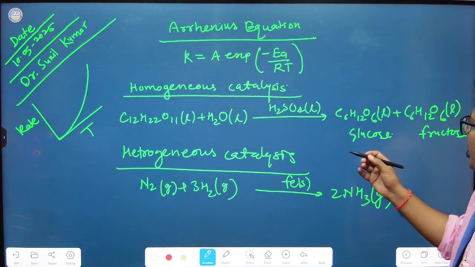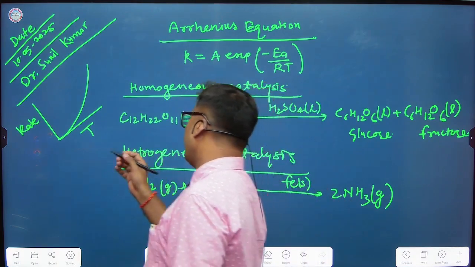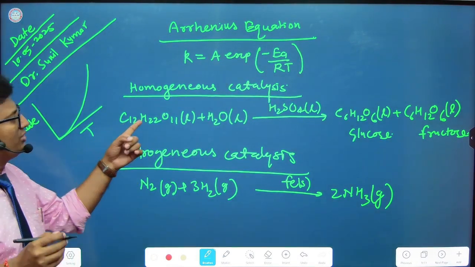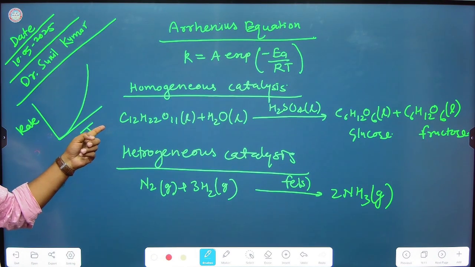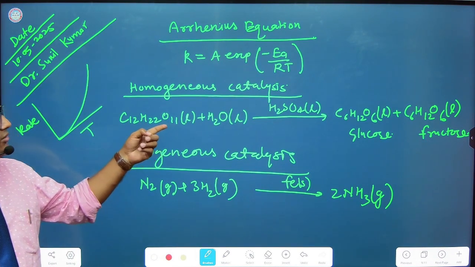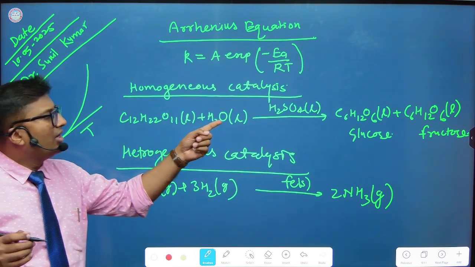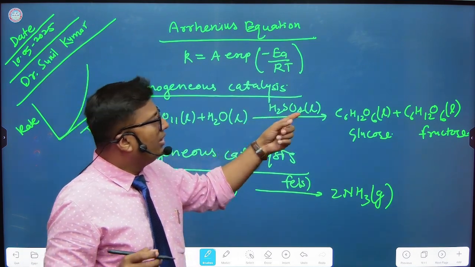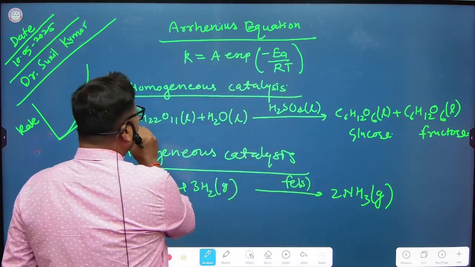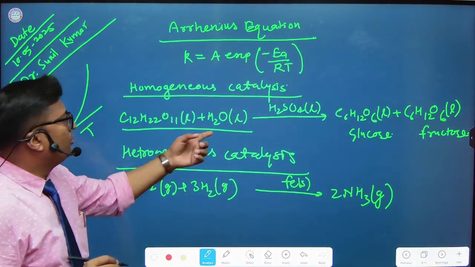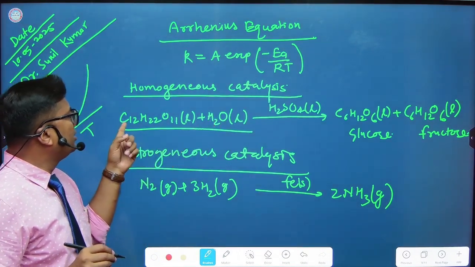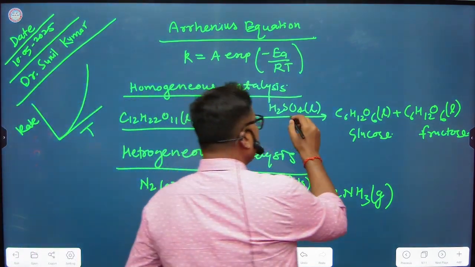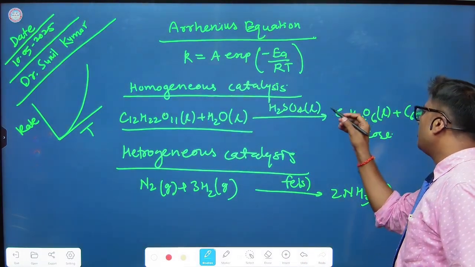So here we have adopted a reaction, that is hydrolysis of sugar solution. So that is C12H22O11 in liquid form plus H2O in liquid form, and above the arrow we have H2SO4 liquid, right? So all the reactants here, that is water in a liquid state, and this particular sugar solution is also in a liquid state, and this H2SO4 is also in a liquid state.